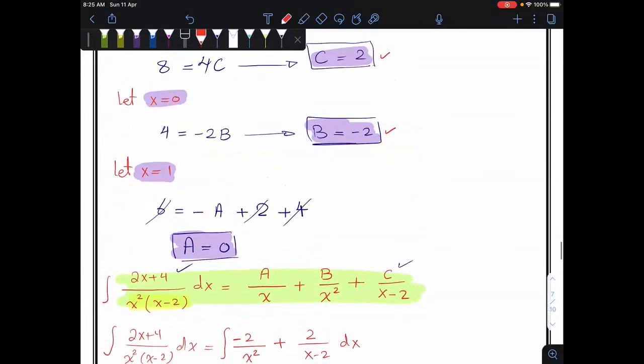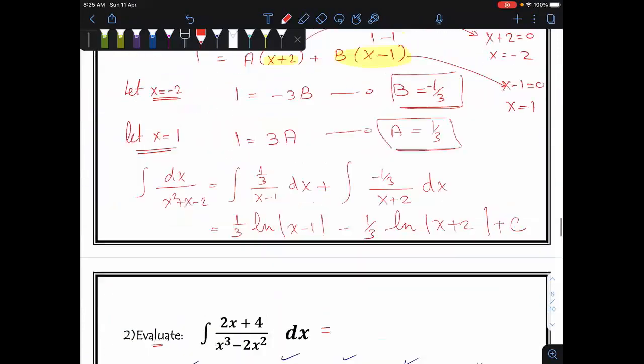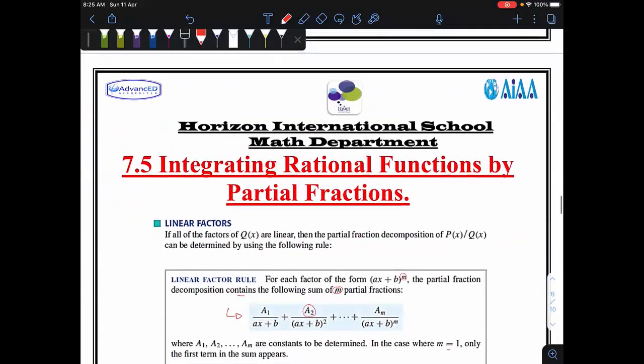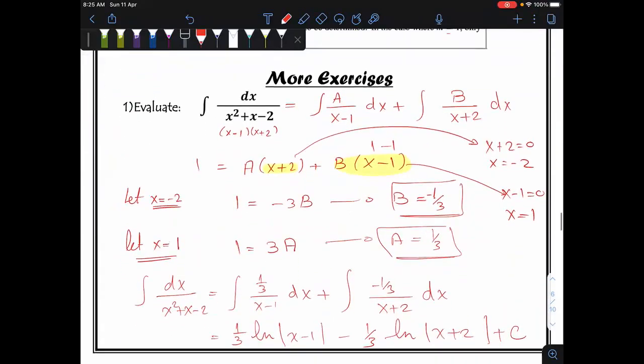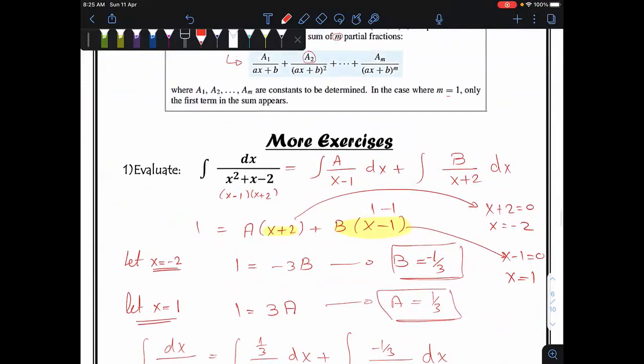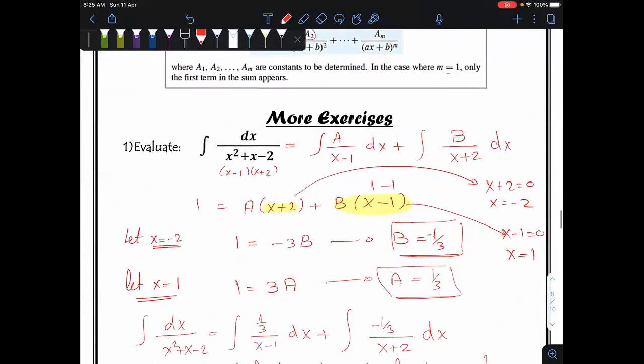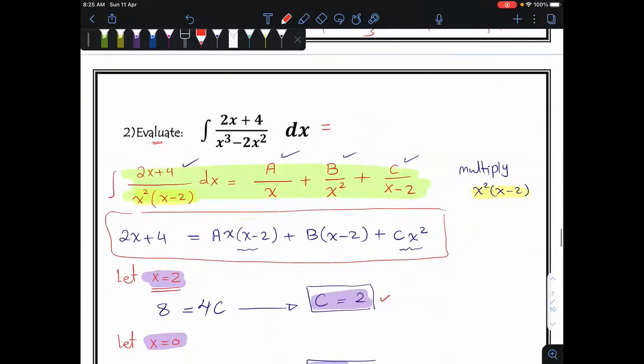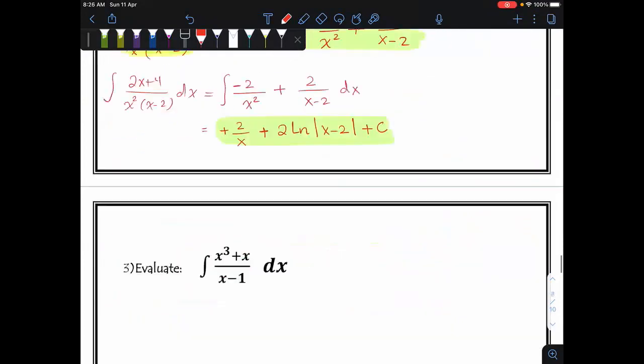So this is the first question in partial fraction decomposition. Right? If I have a question like number 1, x squared plus x minus 2, you should factorize it first like this. And then A over x minus 1 plus B over x plus 2, and then the same steps. Okay.